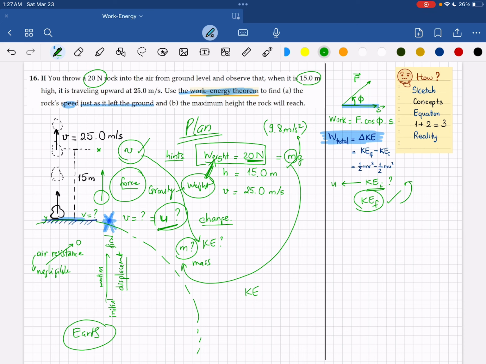Okay, so now it seems that we identified the weight as the force acting on the rock when it's moving upward. Then we can find the work, right? And from the work done, we can find the change in the kinetic energy because they are equal to each other through the work-energy theorem. From this one, together with the final velocity at that height of 50 meters, we can find the initial KE, and then from this one we can find the initial speed. Sounds good? Can you see the logic of our work?